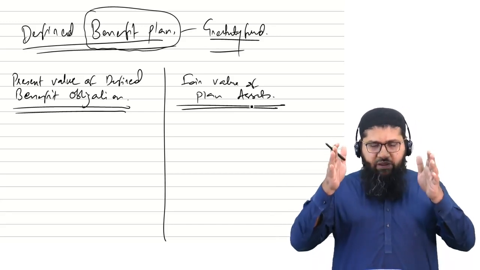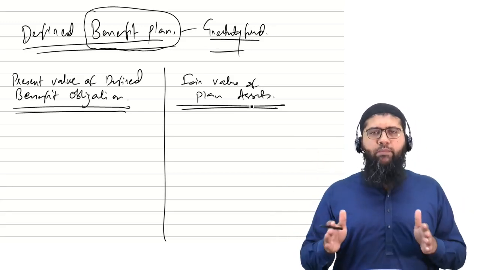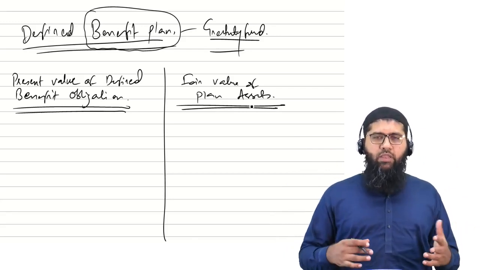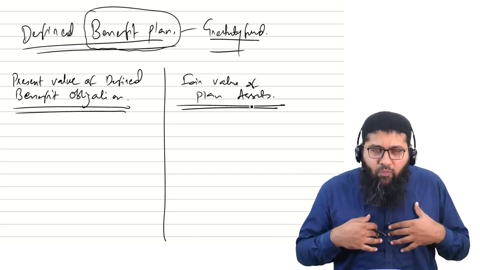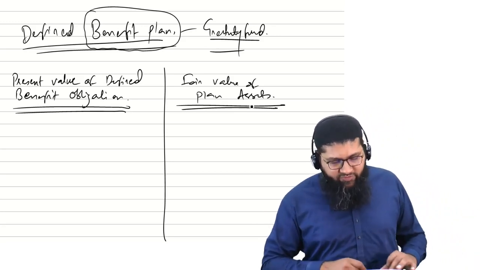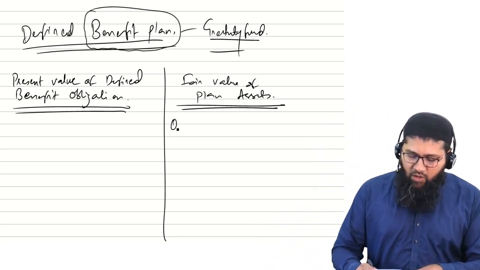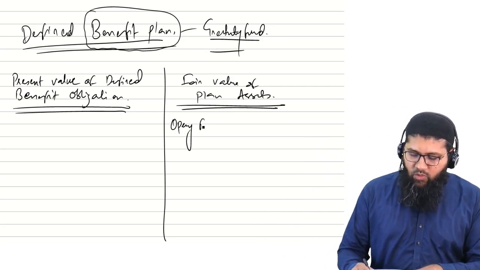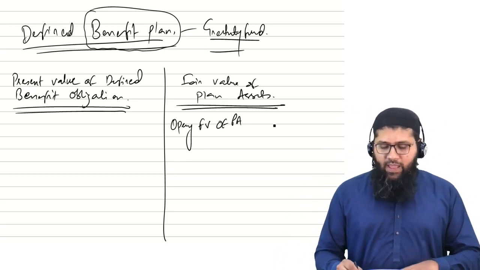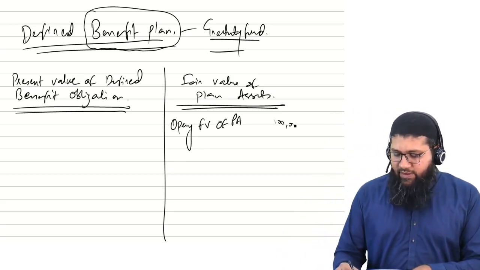So there is a reconciliation that we do for the plan asset. There is a reconciliation that we do for the plan obligation, and from there onwards we record the expenses. Now let's just try to see. First of all, I would say opening fair value of plan assets. Assume that I have written it is 100,000.